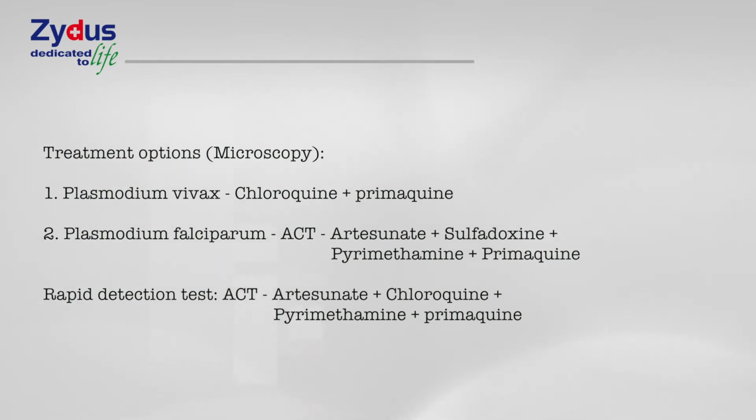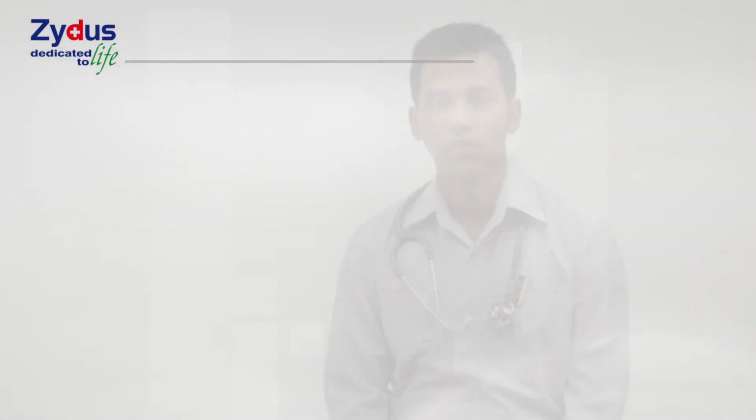dose. If the microscopy details are not available within 24 hours of sample collection, then we do rapid detection tests for detecting the antigen of the parasite in the blood. If these tests are positive, then we start the treatment with ACT, that is artesunate, chloroquine and pyrimethamine, with primaquine as a single dose.